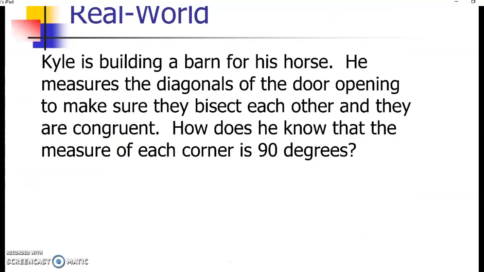Next, it says Kyle is building a barn for his horse. He measures the diagonals of the door opening to make sure they bisect each other and they are congruent. How does he know that the measure of each corner is 90 degrees? So this Kyle guy is building a door like this, and he measures the diagonals, and then he makes sure that they bisect each other and they are congruent. And then the question is, how does he know that each corner is 90 degrees?